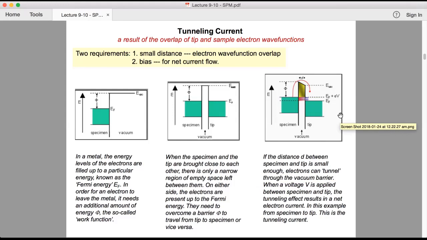Right. When a voltage V is applied between the specimen and the tip, the tunneling effect results in a net electron current. In this example, the electrons flow from the specimen to the tip, and that is the tunneling current. Or you can bias the sample or the specimen and create the space necessary for the electrons from the tip to tunnel through and get occupied in that space. In that case, electrons tunnel from the tip towards the specimen. That is the tunneling current coming from tip to specimen. Either way is possible here. That depends on your sample, your situation, and how you bias it.